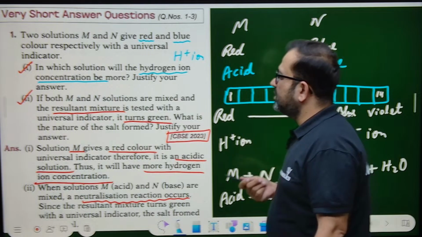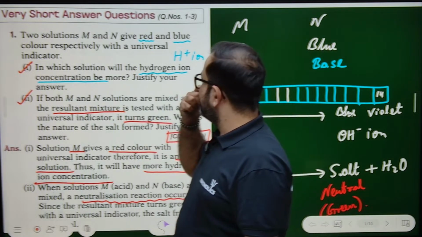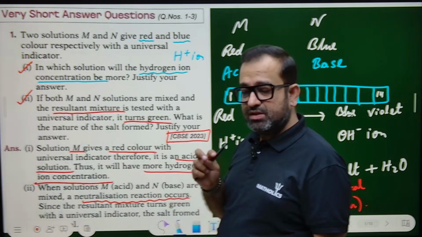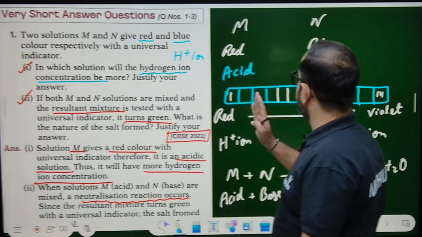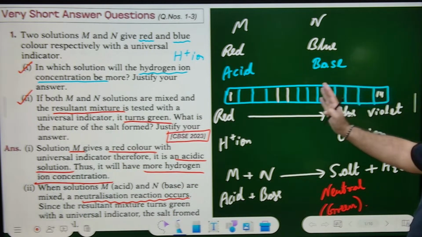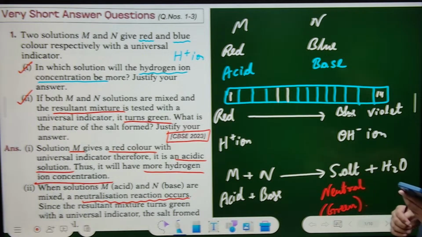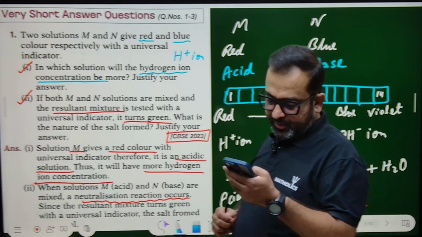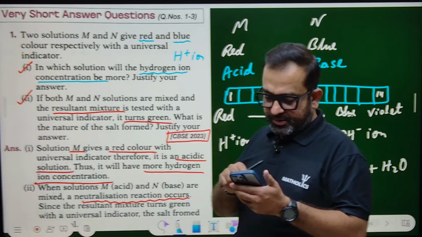So these are different concepts. If blue color, that will be a base. Just from red towards violet, it goes from acid to base. Is it blurry? No, nothing is blurry. In this board paper, the 34th and 35th questions.